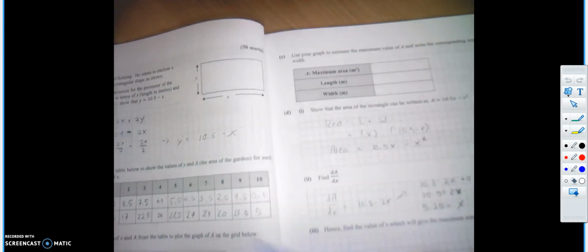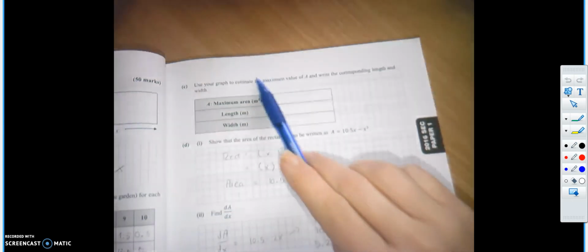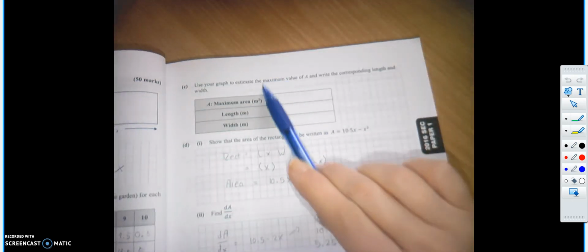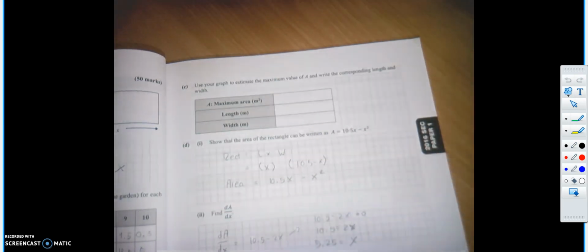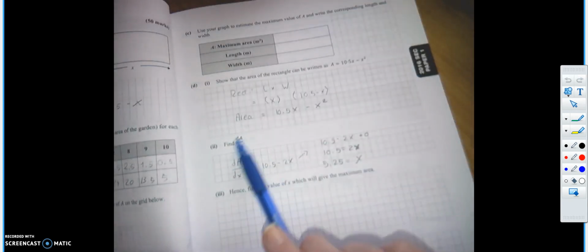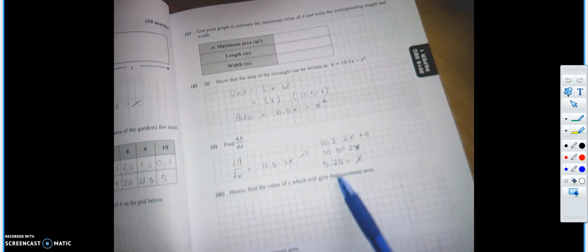2016, it's the one to do with a box and a garden. In terms of the question, again, we're just highlighting it, it says maximum. So maximum means differentiate. And they've even told you, they say find dA dx. Find the maximum value. Okay? So I hope that helps.